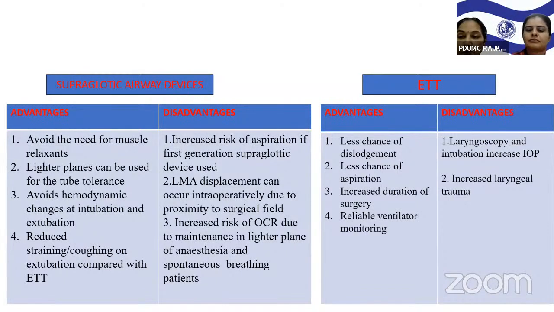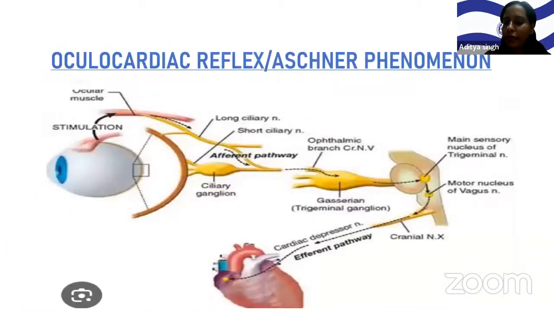Since long you are discussing about the OCR. So what is that OCR? When there is excess manipulation of extraocular muscle, the short and long ciliary nerves will be activated. From there, ciliary ganglion will be activated. Then impulse is sent to trigeminal nerve, from there to gasserian ganglion, from there to sensory nucleus of trigeminal nerve, from there to motor nucleus of vagus nerve, and vagus nerve carries impulse to the heart, and there will be bradycardia, junctional rhythm, ectopic beats, and even cardiac arrest.